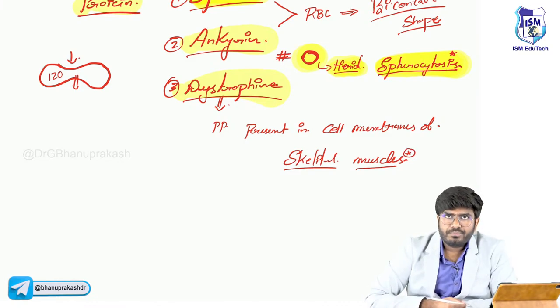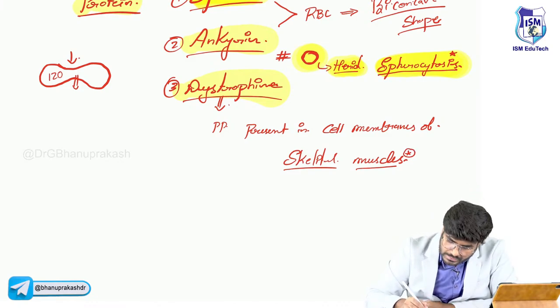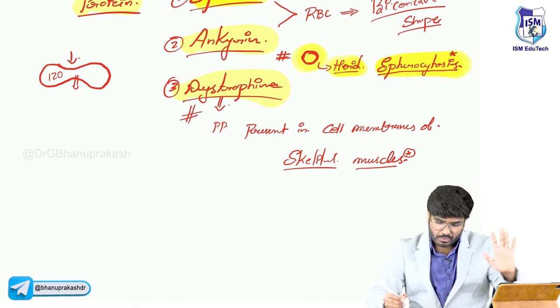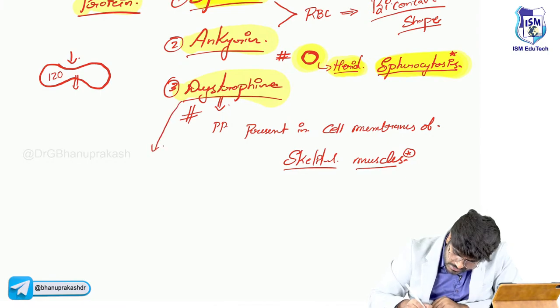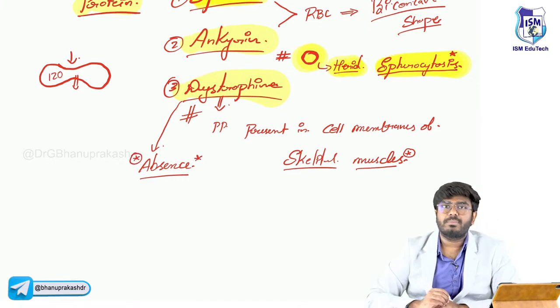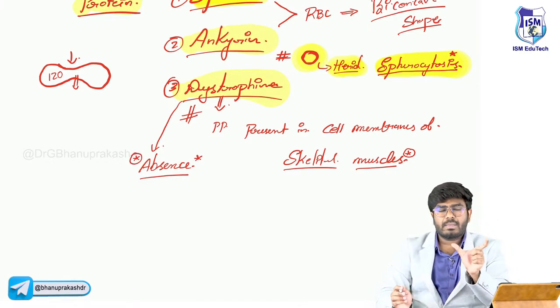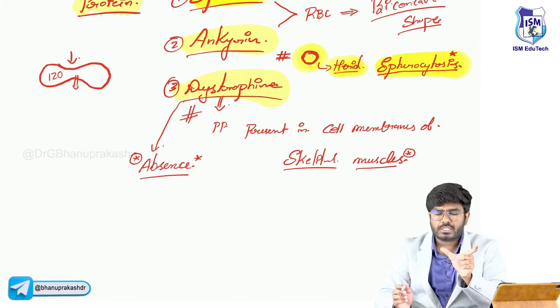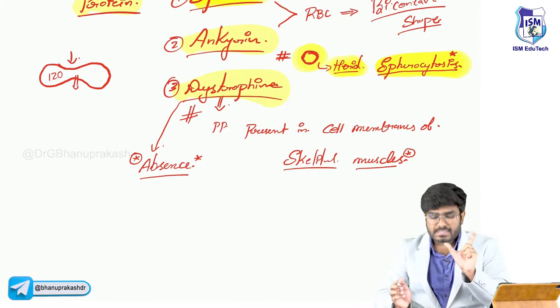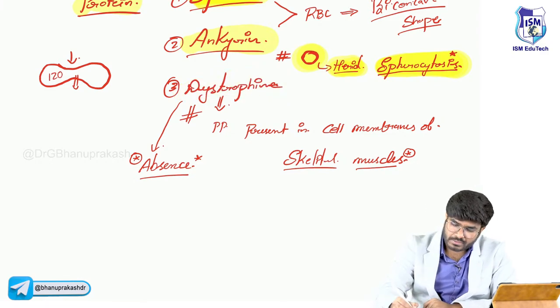Now, what if this dystrophin is completely absent, sir? Okay, dystrophin absence. Dystrophin is absent in the skeletal muscle membrane. The skeletal muscle cell membrane is also called the sarcolemma. In the sarcolemma, this dystrophin is absent, not there.